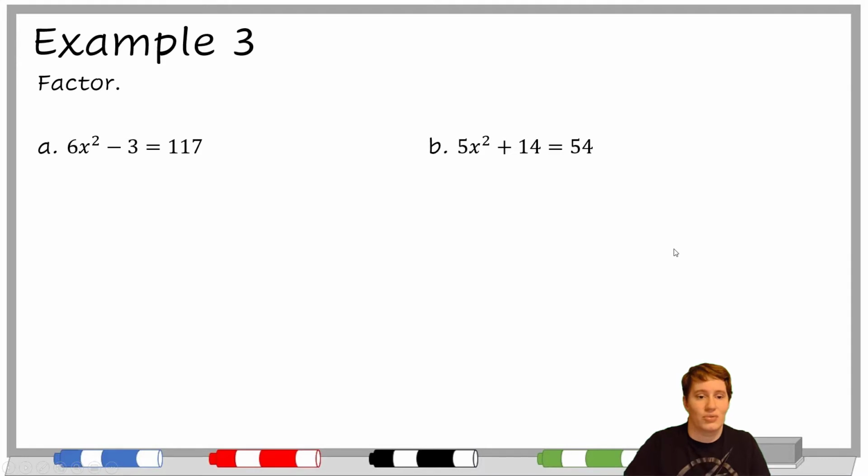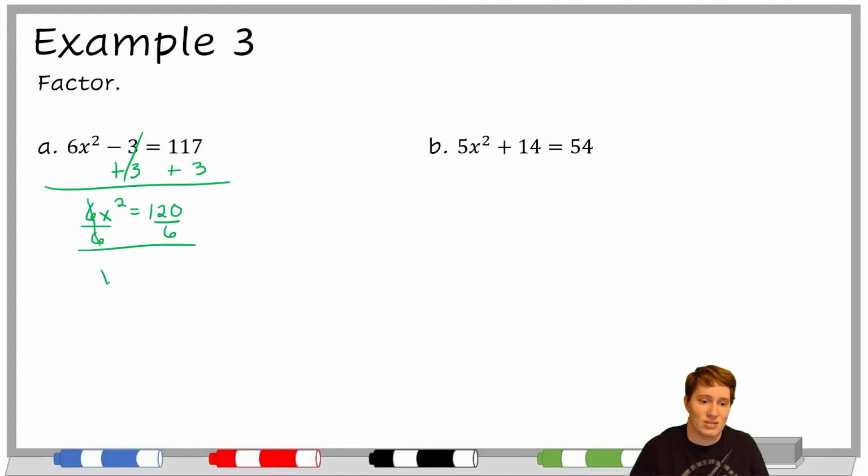Okay, example 3. Now you may be thinking, 117, how dare you give me such a large number? This is going to be terrible. I can't believe you would do this to me. And then 117 plus 3 is 120, which is divisible by 6. And so then maybe you're like, okay, well, that wasn't as bad as I thought it was going to be. You're welcome. So then I'm going to square root both sides.